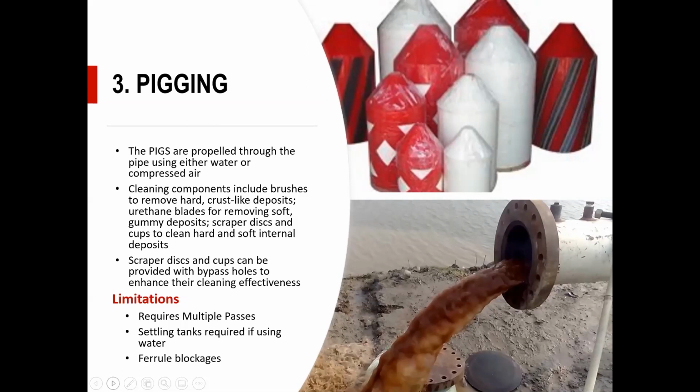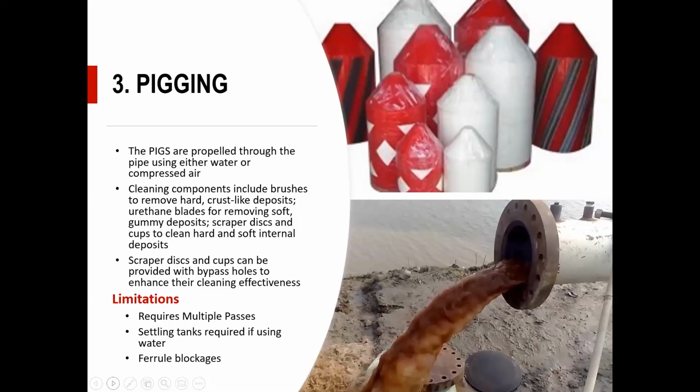Depending on the pigs themselves, there are different materials and different components. We have brushes to remove hard crust-like deposits. There are urethane blades that can be fitted for removing soft gummy deposits. We have scraper discs and cups to clean hard and soft internal deposits. In some cases, you get bypass holes, which create some flow disturbance, which helps to clean the pipe that you're looking at.